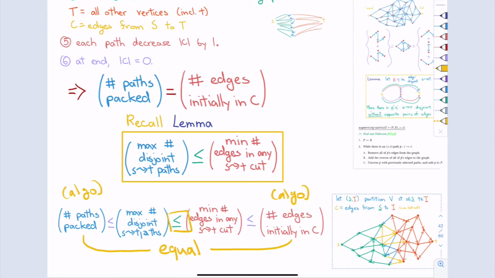So we have this chain of inequalities, but the opposite ends are equal. What does that say about all the inequalities in the middle? Think of it like a sandwich. Oh, okay, we flattened it out. So they all have to be equal.